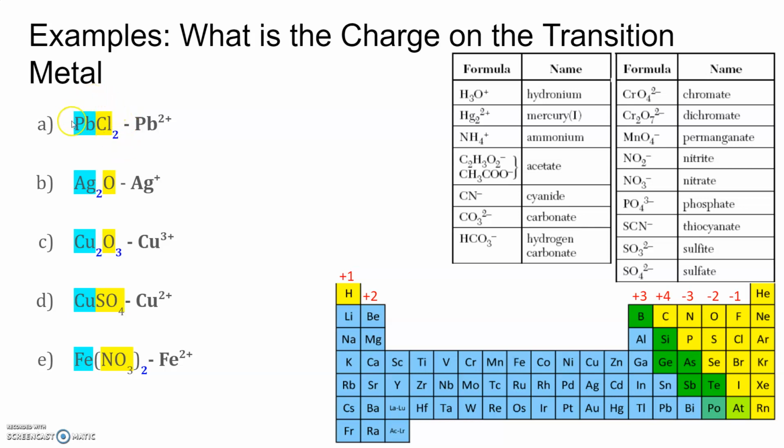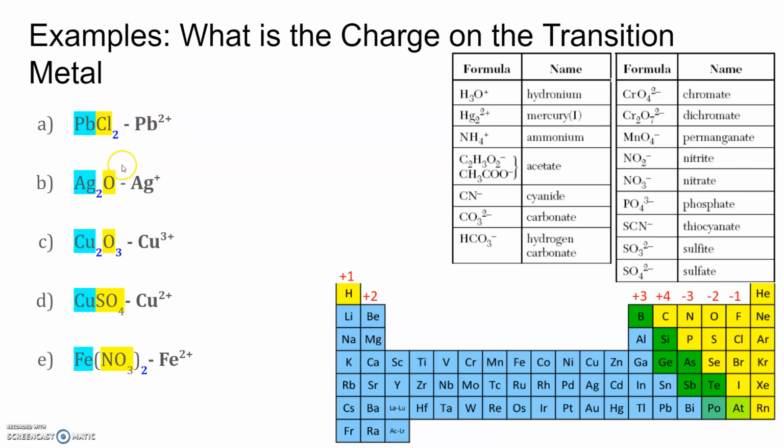So to figure out the charge on the lead, the transition metal, what I'm asking myself is, what charge must be on lead in order for the overall charge to be 0? Meaning, if I have a -2 here, what must the charge of lead be so that when I add them together, it will be 0? And the answer to that would be +2.